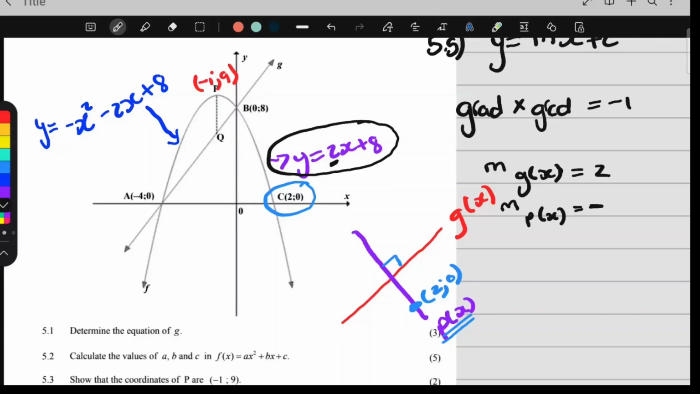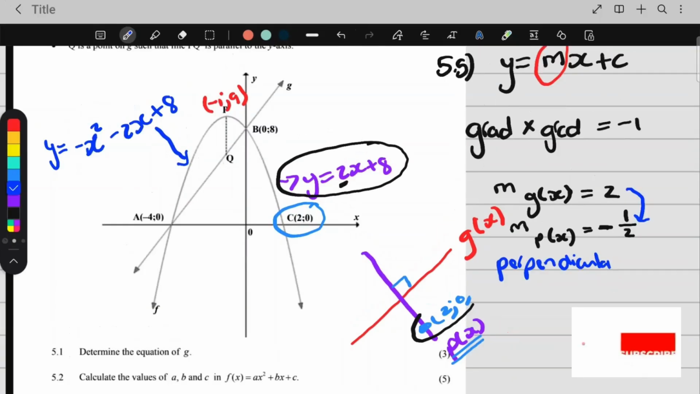And if this is 2 over 1, remember 2 can be written as 2 over 1. Then the gradient of p of x is negative 1 over 2. That's how you work out the gradients because the lines are perpendicular. If the gradient of one line is 3, the gradient of the other line is negative 1 over 3. If the gradient of one is 4, the gradient of the other one is negative 1 over 4 because the lines are perpendicular. You can write that in, or you can just make a sign like this, perpendicular lines.